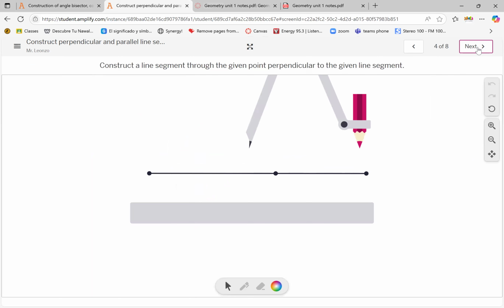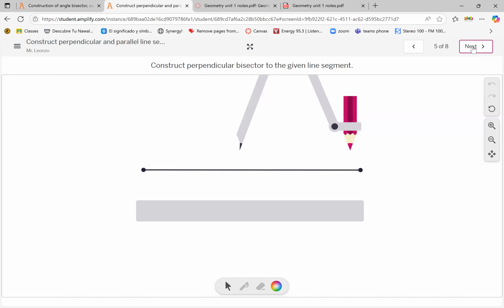Question number 4 is pretty much the same instructions, just a different point. You guys can do that on your own. Question number 5, construct a perpendicular bisector to the given line segment. A perpendicular means 90 degrees. Bisector means in the middle. I only see the two endpoints.